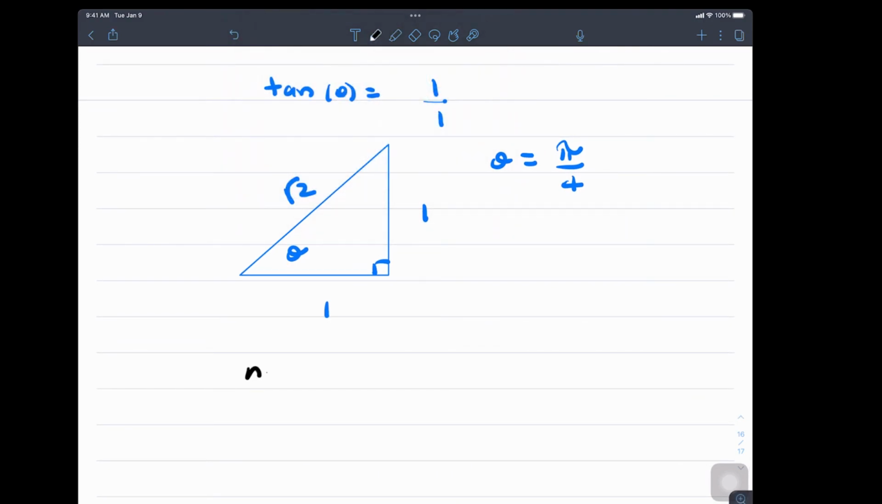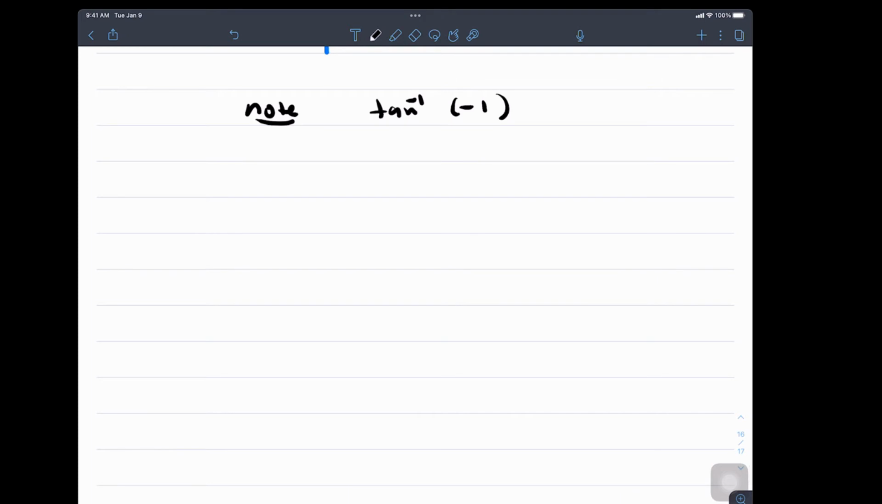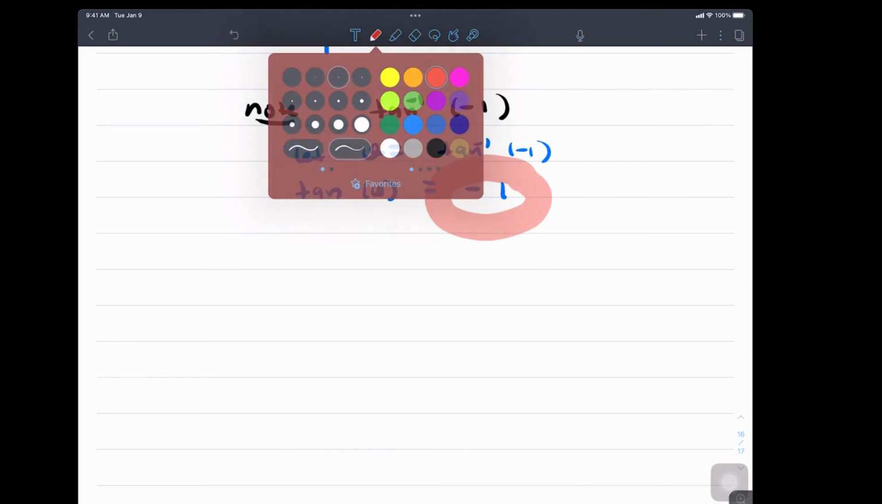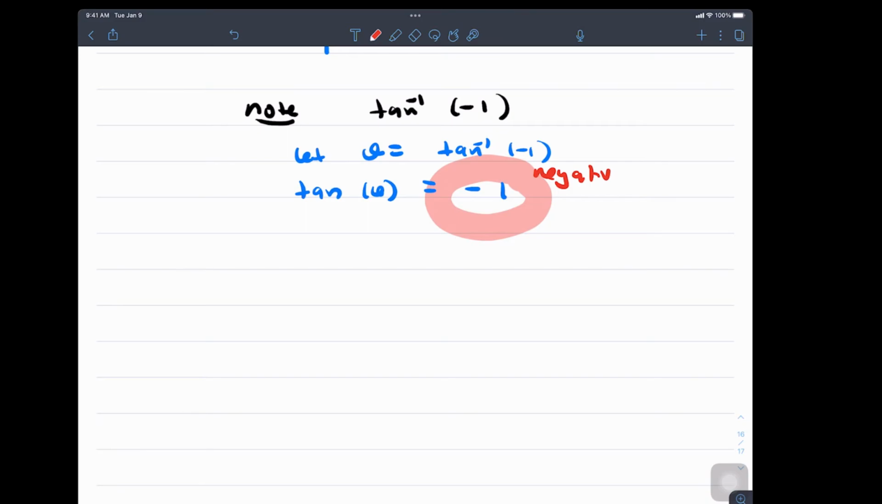I just want to note what happens when they say inverse tangent is negative. Follow the process. Let theta be inverse tangent of negative 1. It means tangent theta is what? Negative 1. And then you go, wait a minute. That number is what again? Is negative. What's going on here? All right, what's going on with this business?